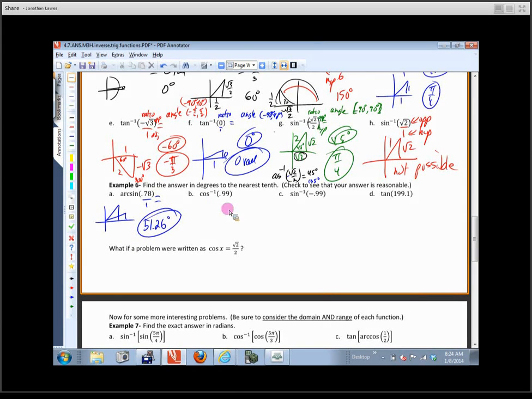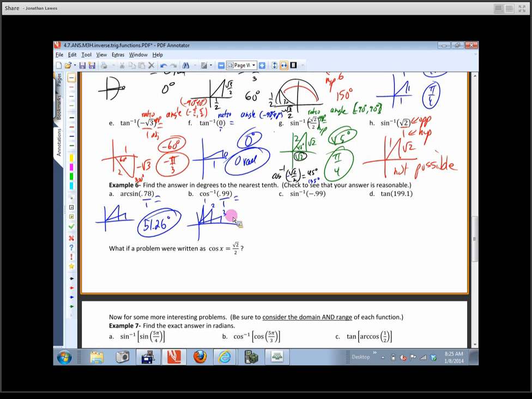Cosine inverse of 0.99. Again, that's going to be the adjacent side over the hypotenuse. So that means the adjacent side is really big in comparison. So here are the options. Everybody watch, please. My guess is, and it's positive, so it's going to be in quadrant 1. Option 1, option 2, option 3. Which one of these 3 reference triangles and reference angles best represents what we think the answer might be? 1, 2, or 3?